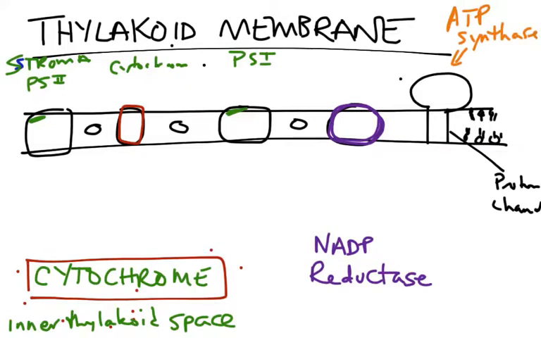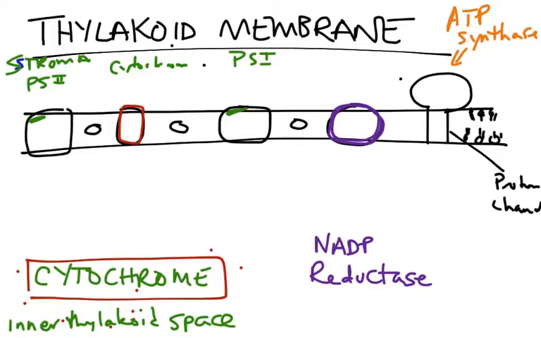Now take a look at that. There's a proton channel, so that's a channel protein. ATP synthase, what do you think it does? If it's an ase, it's an enzyme. Synthase, it's going to make ATP. So that's where you're making ATP. What do you think NADP reductase does? Reductase, it's going to reduce NADP.